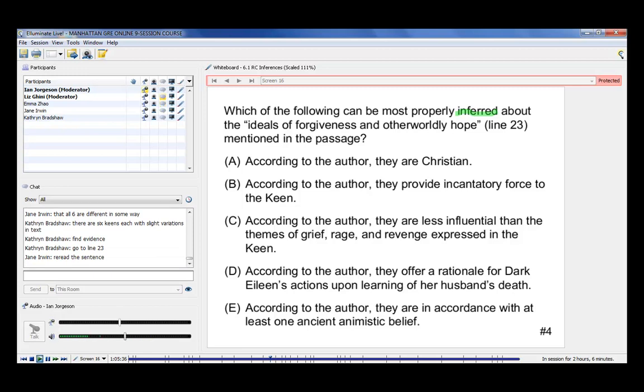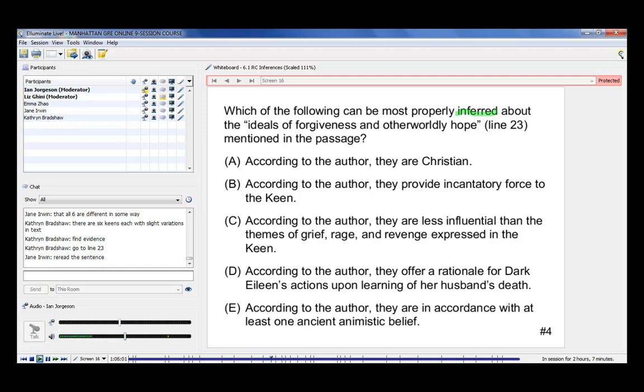I know it sounds like I'm beating a dead horse here, but I just want to drill this in as much as possible. They tell me line 23, let me go reread that. So it says, Keynes expressed not only love, but uncomfortable themes of blah, blah, blah, in contrast to the ideals of forgiveness and otherworldly hope manifested at the funeral.